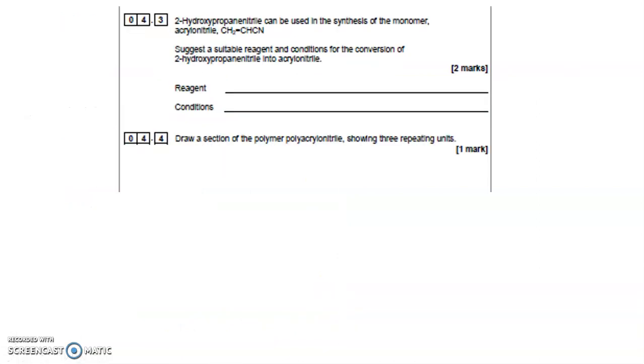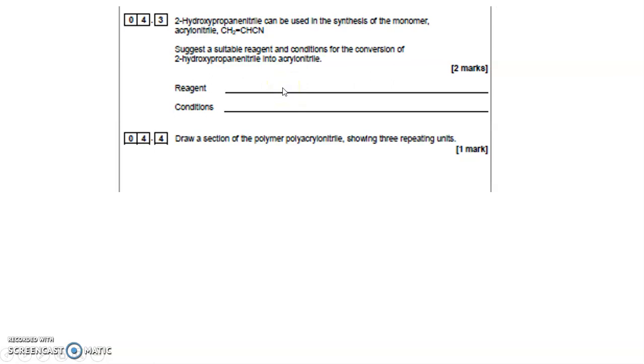2-hydroxypropane nitrile can be used for the synthesis of the monomer acrylonitrile. Okay, suggest suitable reagent and conditions for the conversion of 2-hydroxypropane nitrile into acrylonitrile. You've got an OH group, and you turn it into a double bond. You're removing water, you're dehydrating it. You need something like concentrated hydrochloric acid.